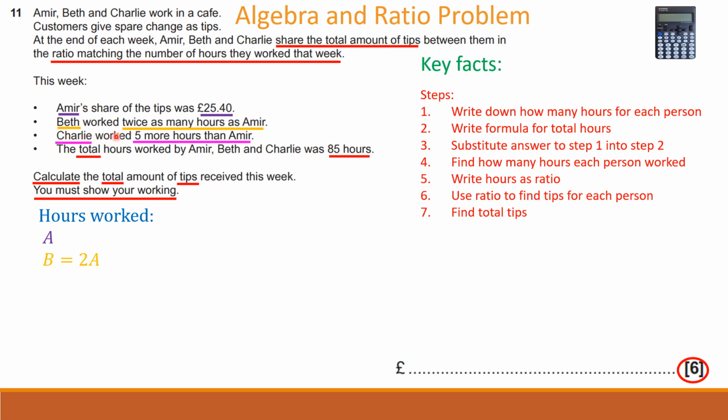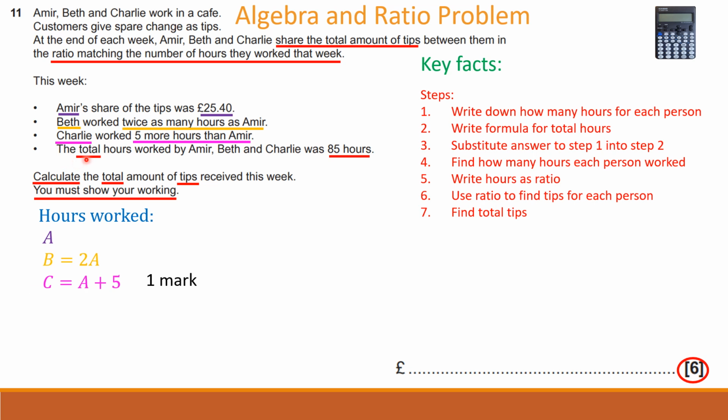Beth worked twice as many hours as Amir. So that means B is equal to 2 lots of A. So Beth is equal to 2 lots of Amir. So B is equal to 2A. Charlie worked 5 more hours than Amir. So when it says more, that means add. So Charlie is equal to Amir plus 5. And if you've got these 3 worked out, you will get 1 mark for working these 3 out.